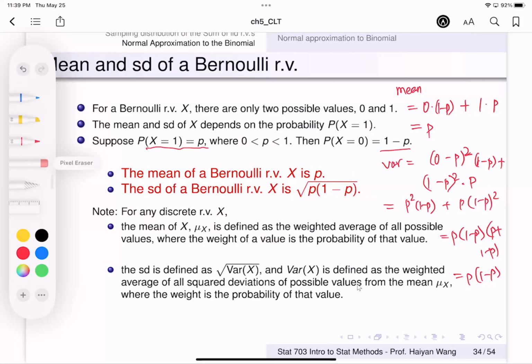So what I wrote here, this part, is the probability of 0, the probability of x to take value 0. And this is 0 minus the mean of it. And the next one is 1 minus the mean of the variable times the probability of 1. So this gives us the variance formula p times 1 minus p. This derivation is not required, but you do need to remember the mean and the standard deviation of the Bernoulli random variable, so that later on you can use it when we need it.